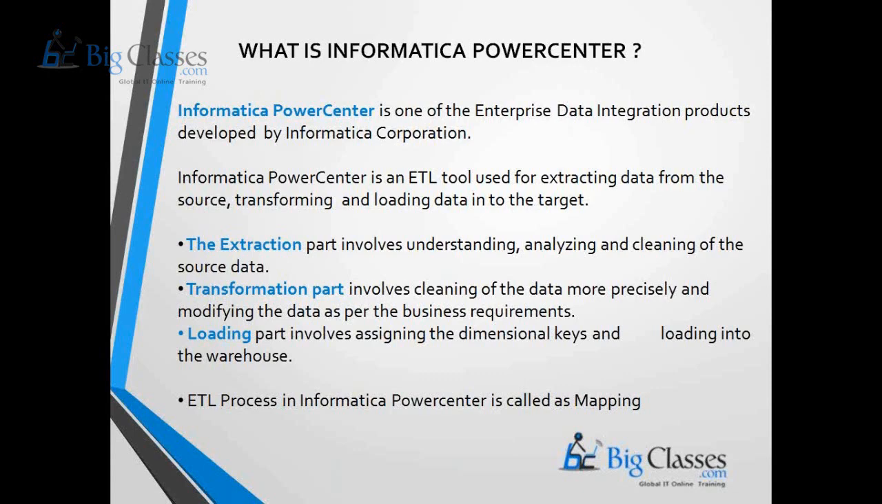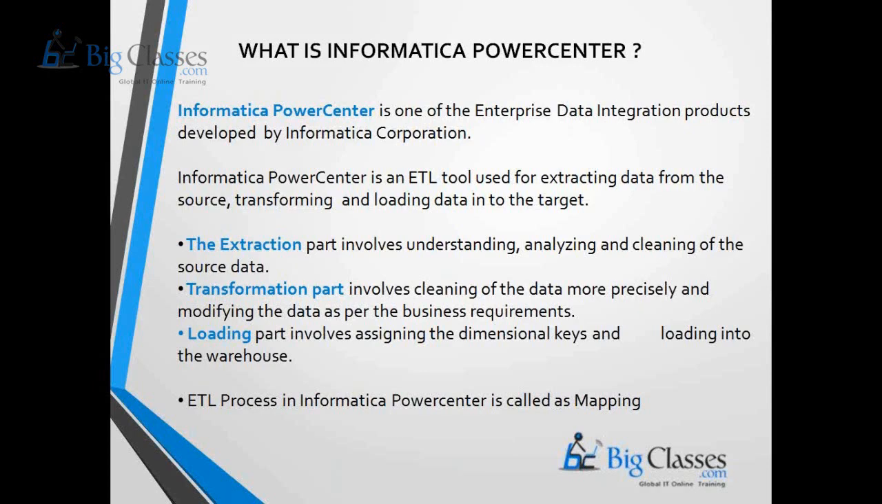So as we have discussed before, the ETL process basically includes three things: data extraction, data transformation, and data loading. Data extraction is the process of extracting the data. Data transformation is the process of modifying the data as per the business requirements, and loading the data is nothing but loading into the warehouse system. So this process of ETL in the Informatica Powercenter is called a mapping.